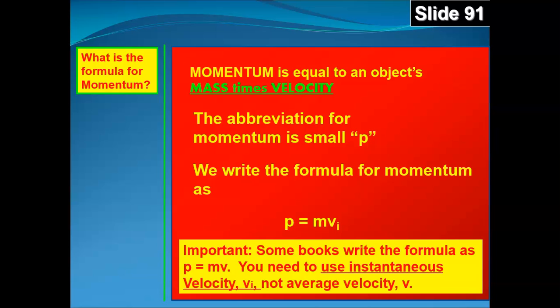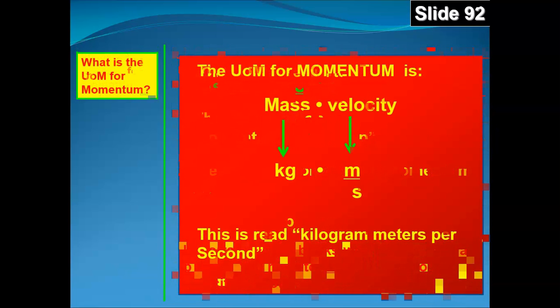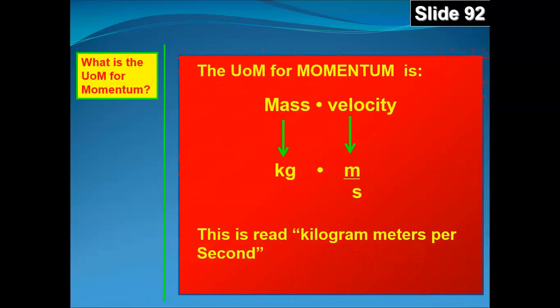We write the formula for momentum as P equals m vi. That's mass times instantaneous velocity. In some books, they write the formula as P equals mv, but you need to be sure to use instantaneous velocity, not average velocity, to compute it. So what are the units of measure for momentum? Mass is measured in kilograms and velocity is measured in meters per second. So this is simply read kilogram meters per second.